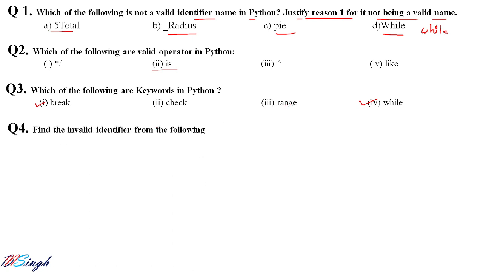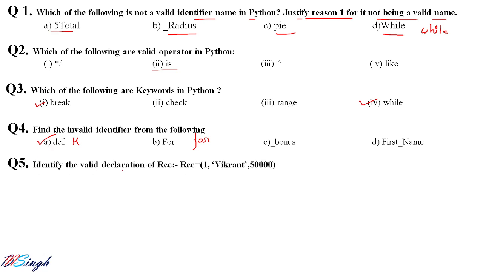Next, find the invalid identifier from the following. Let us check. Def cannot be used as an identifier because it is a keyword. For can be used, because small for is a keyword, but capital For is no issue. Underscore bonus is also allowed. Underscore name is also allowed. So the correct answer is what?